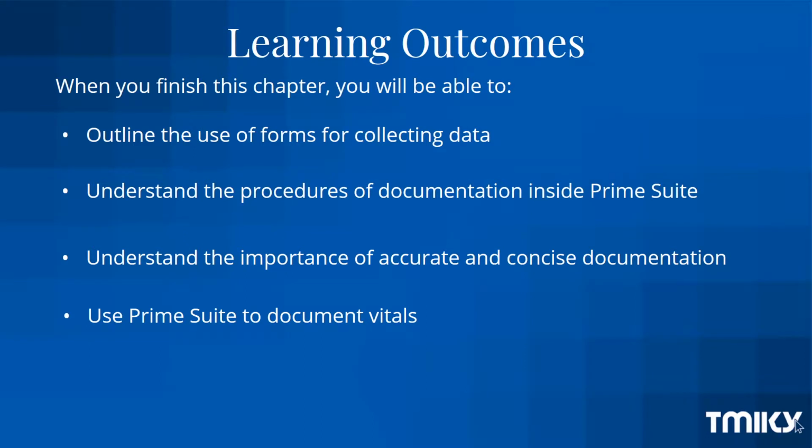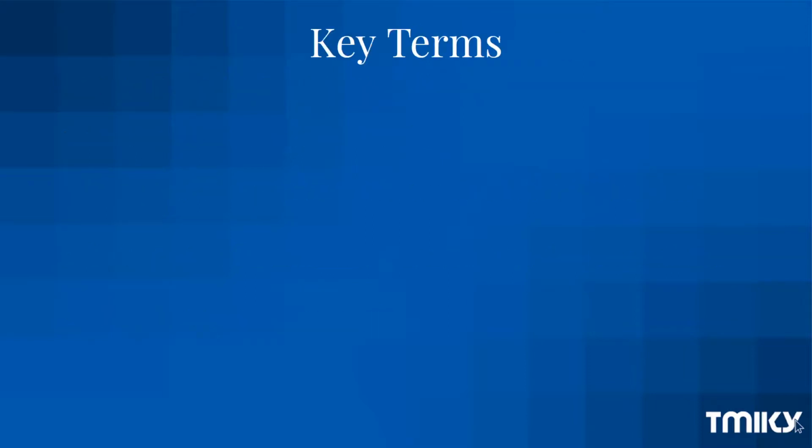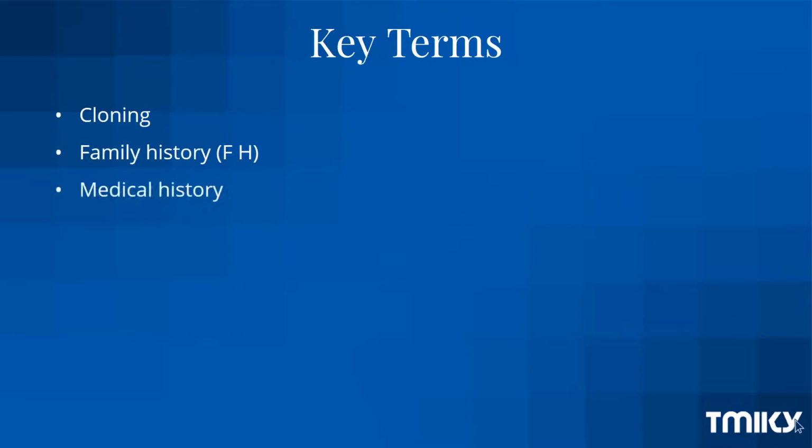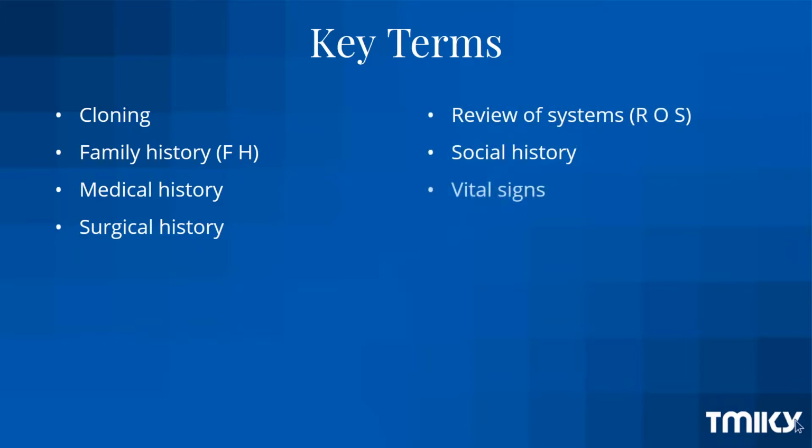When you finish this chapter, you will be able to outline the use of forms for collecting data, understand the procedures of documentation inside Prime Suite, understand the importance of accurate and concise documentation, and use Prime Suite to document vitals. Now, let's take a look at today's key terms: cloning, family history, medical history, surgical history, review of symptoms, social history, and vital signs.